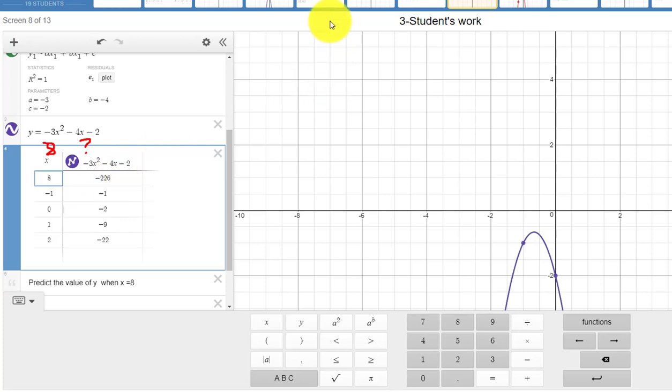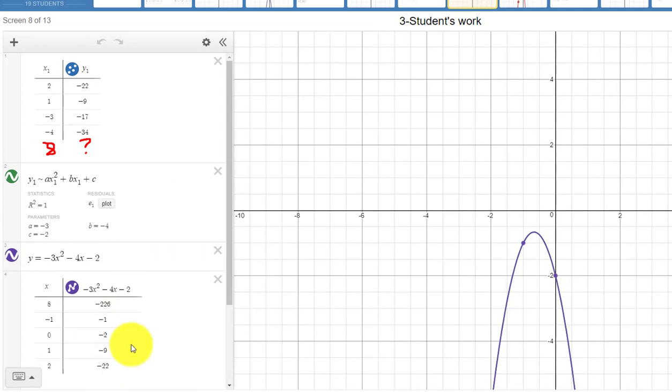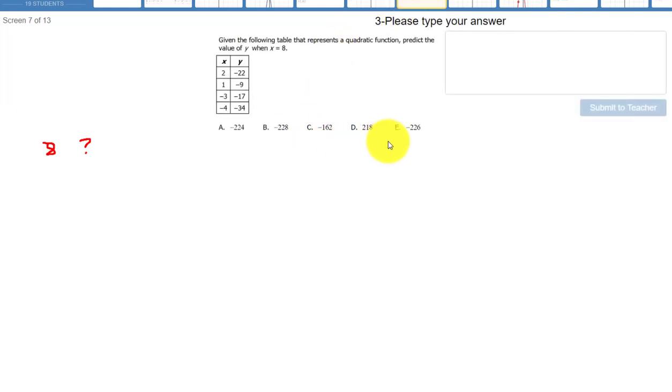So when you go back to the question, if x equals 8, the value of your y should be equal to negative 226. Where's that? If x is 8, the y is negative 226. So the answer is letter E.